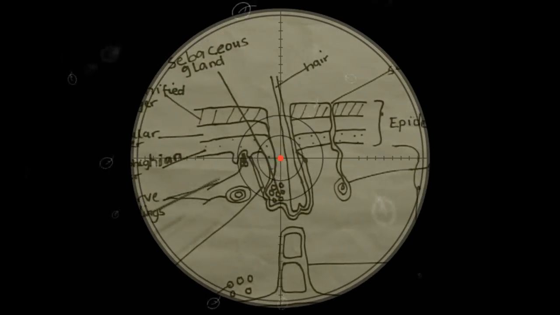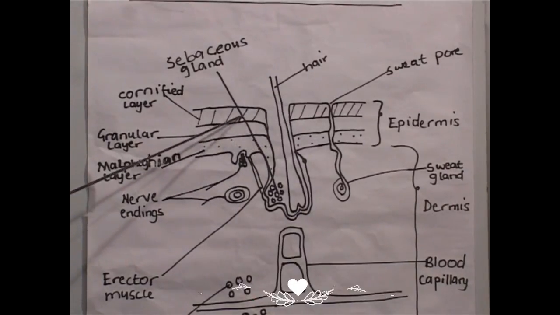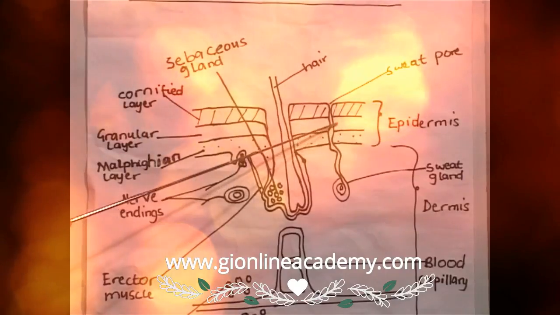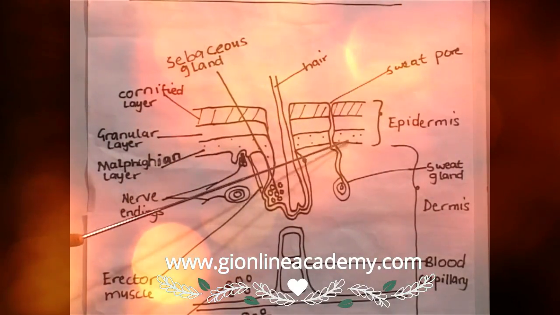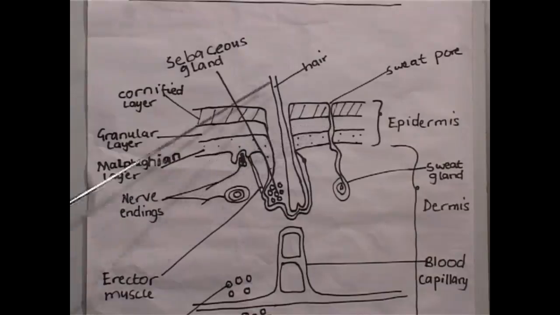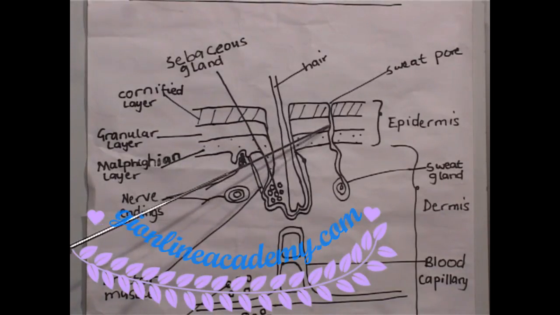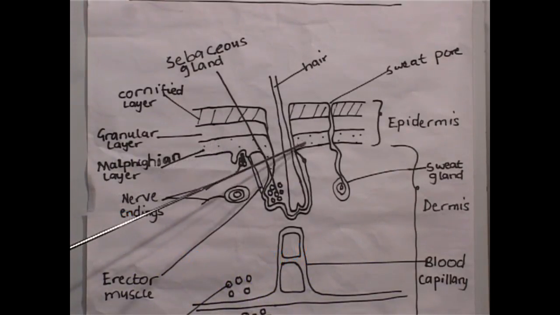The epidermis has three layers. This is the first layer, then the second layer, then the third layer. The first layer is known as the cornified layer. The middle one is known as the granular layer. Then the inner one, we are calling it the Malpighian layer. So the epidermis has three parts: the cornified layer, the granular layer, and the Malpighian layer.